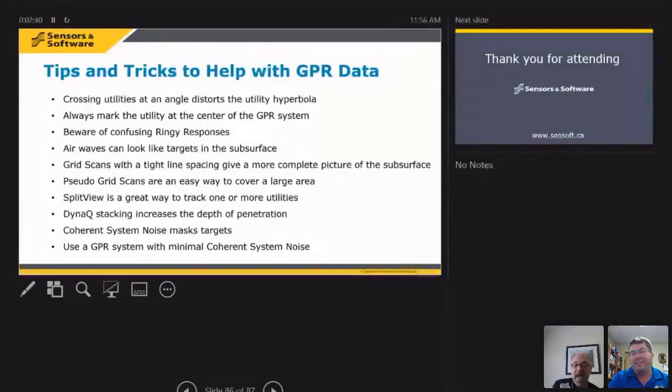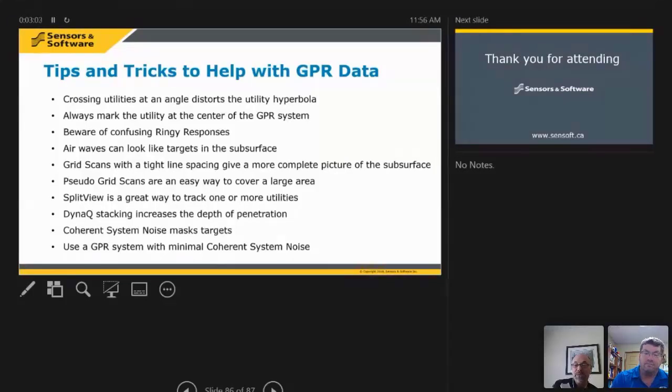Salt water is always bad, right? Water itself, one of the things that drives me crazy is when people say, you know what, I'm not going to do the GPR survey because it rained yesterday. Okay, I never agree with that. Water itself is fine.